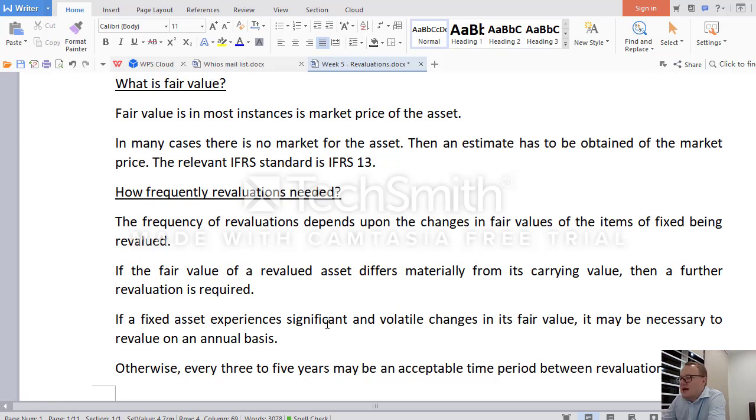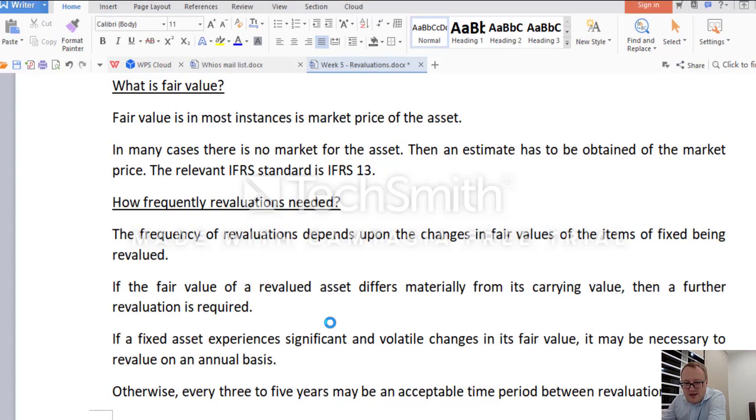If the asset is volatile, with the value changing every year upwards or downwards, perhaps some financial asset, or it may be a real estate asset if the real estate prices are changing dramatically, like when there is a real estate boom, then in this case you may be required to revalue the asset on an annual basis. Otherwise, 3 to 5 years may be acceptable for all other types of assets, non-volatile, non-financial, non-real estate. 3 to 5 years.